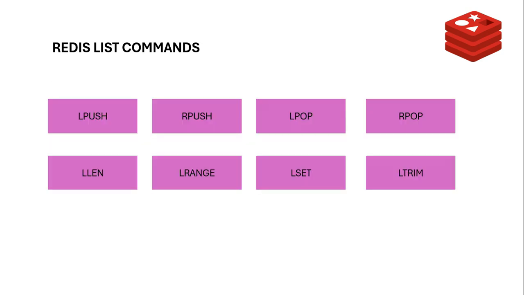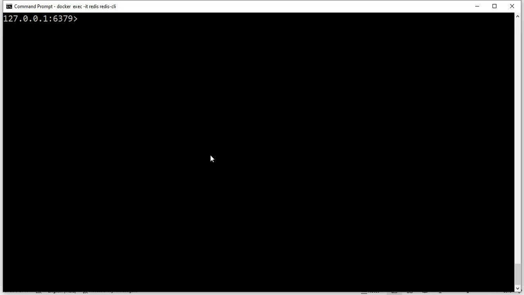These are some of the list commands which we will see in the Redis CLI: LPUSH, RPUSH, LPOP, RPOP, LTRIM, LSET, LRANGE, and LLEN. So let us go to the Redis CLI and run these commands.